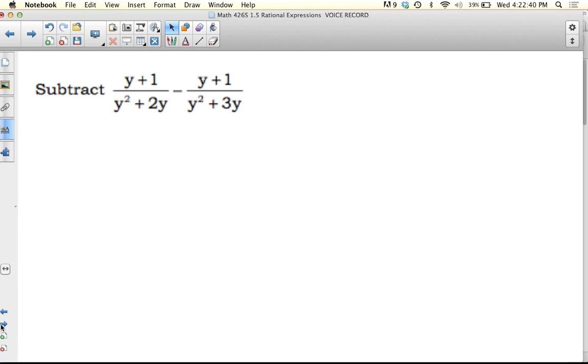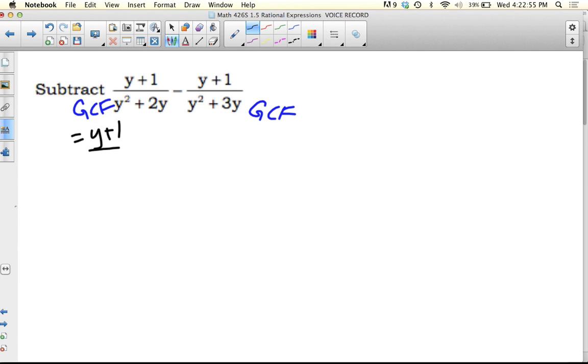Subtract (y plus 1) over (y squared plus 2y) minus (y plus 1) over (y squared plus 3y). We have some factoring in here. We have a GCF down here and another GCF down here, so let's go ahead and do that. (y plus 1) over y times (y plus 2), minus (y plus 1) over, pulling out another y, y times (y plus 3).